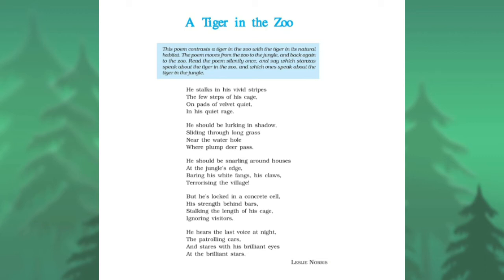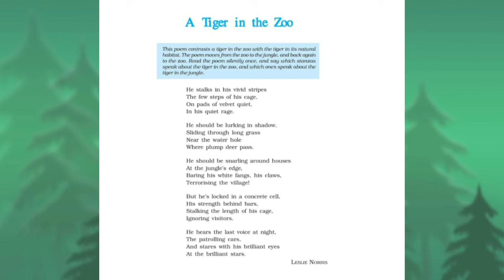Let's come to the fourth stanza. But he's locked in a concrete cell, his strengths behind bars. But instead of doing all these things, what is happening with him right now? The tiger is locked in a concrete cell. Concrete means which is made up of cement, brick, sand and stone. Cell means a very small room.